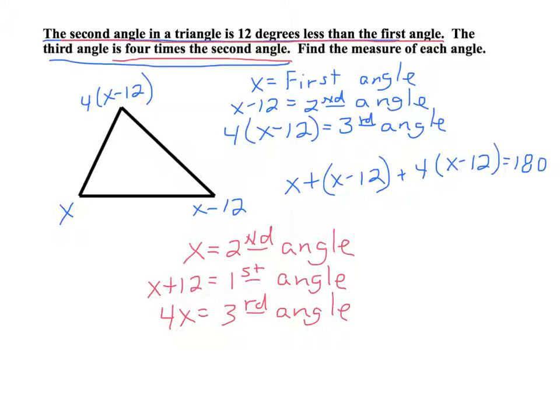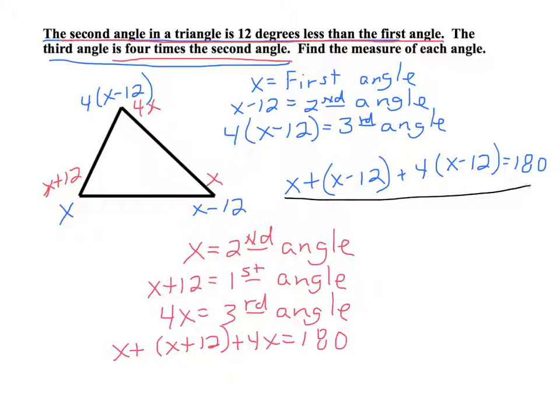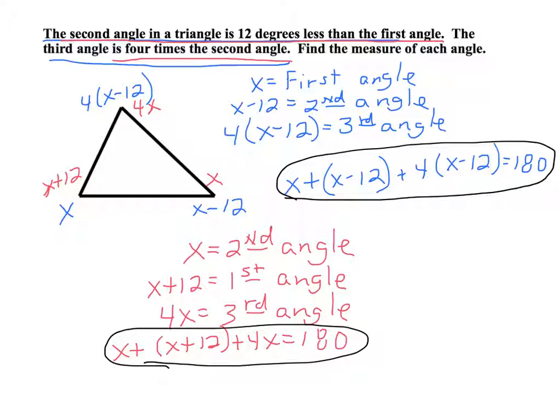Now my equation is x plus (x plus 12) plus 4x is equal to 180. And this time, as far as labeling my figure, I might have x being the second angle, x plus 12 is now the first angle, and 4x is the third angle. Notice that in both of these cases, I have different equations. And I am going to be getting different answers.